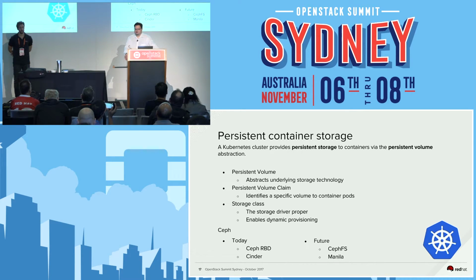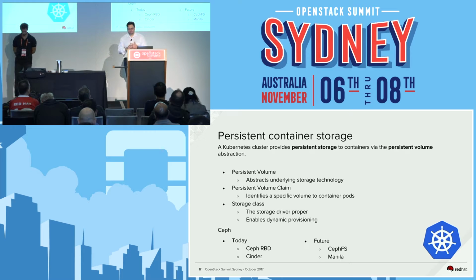If you, in your Kubernetes YAML code, replace the reference to a claim with a reference to a storage class that's being initialized, you get dynamic provisioning, which means that volumes that do not exist get created on the fly and attached to your claim, so you don't have to pre-provision them. Today, Ceph supports CephRBD and Cinder storage classes. And as Andrew was saying, the future will include CephFS and Manila storage classes support as well.